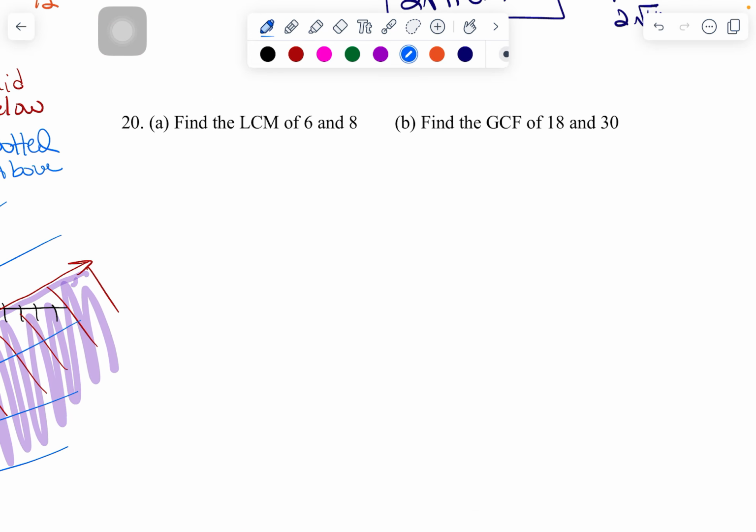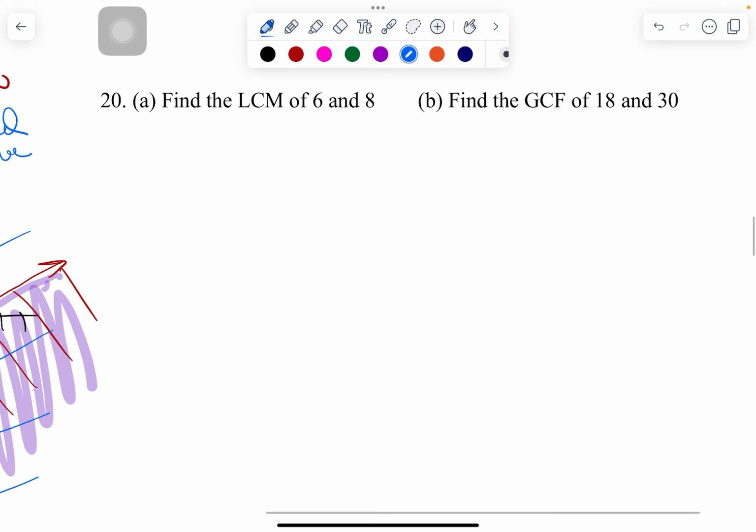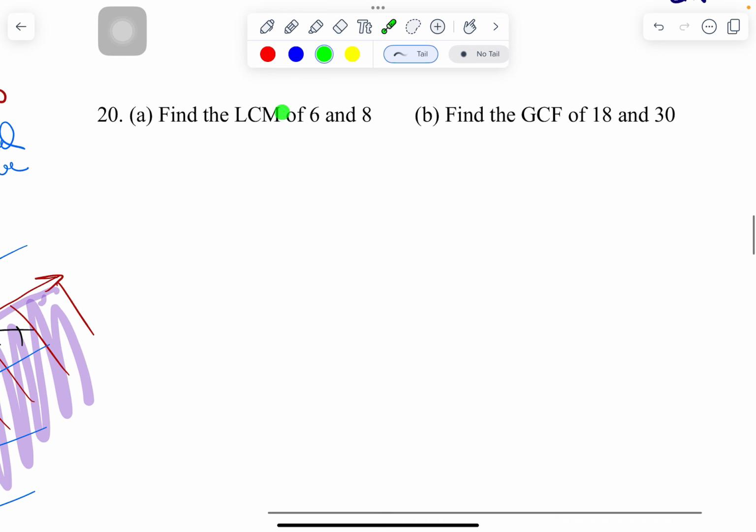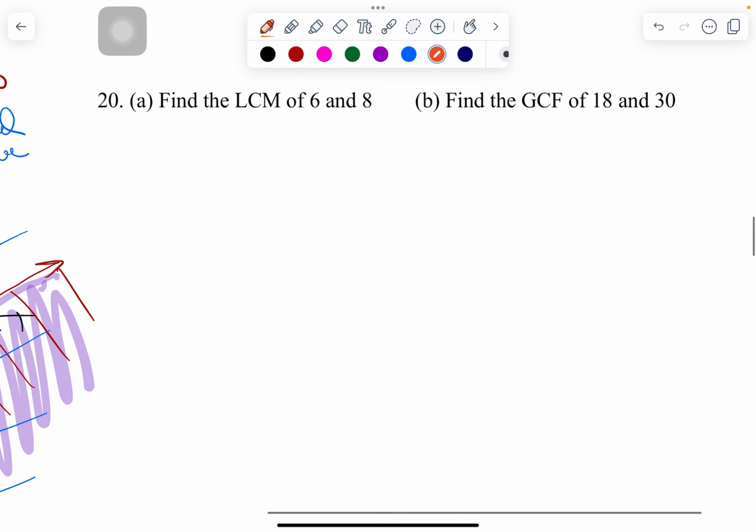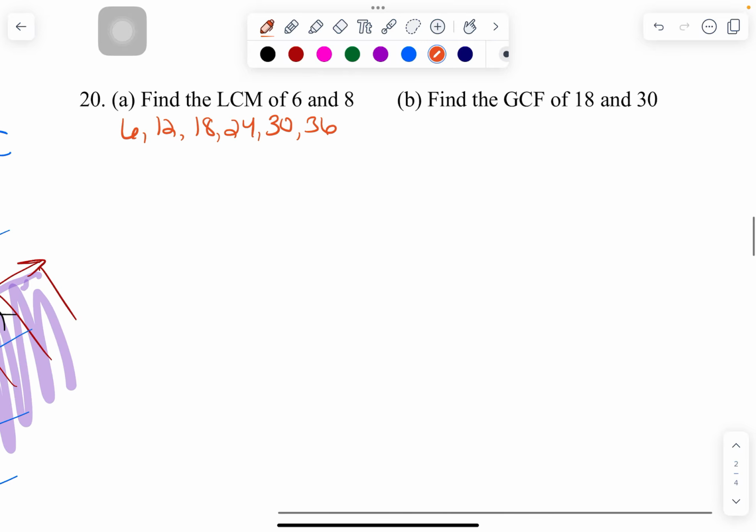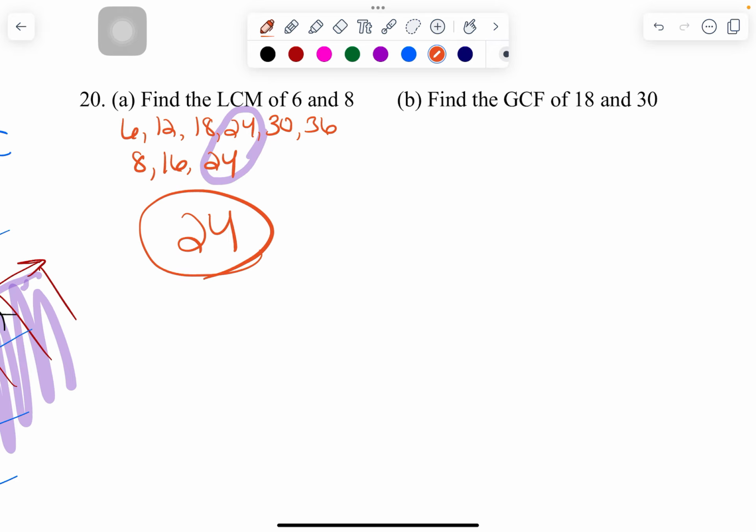Number 20, part A and part B. Whole bunch of different ways to find these. Some of you might just be able to look at it and say, oh, it's this answer because I know it. But for least common multiple, I'm going to start listing out multiples of 6. So 6, 12, 18, 24, 30, 36, right? Just counting by 6s. And then multiples of 8 would be 8, 16, 24. And I'm going to stop right there because 24 shows up on both lists. So that's your least common multiple for 6 and 8.